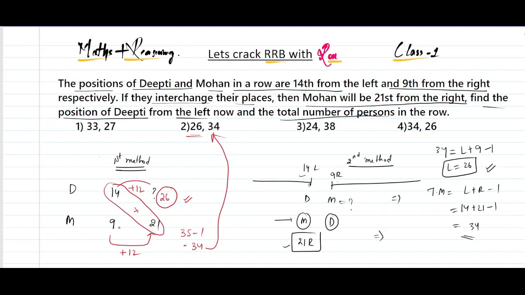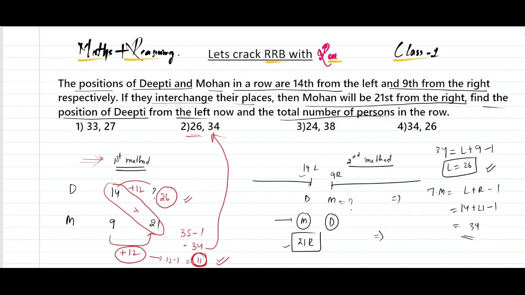Left position is 26, same answer, right? But the best part here, listen carefully: if they ask a question like what is the number of persons between them, simply we have 12, do 12 minus 1, 11 is the number of persons between them. That's why I like this concept.